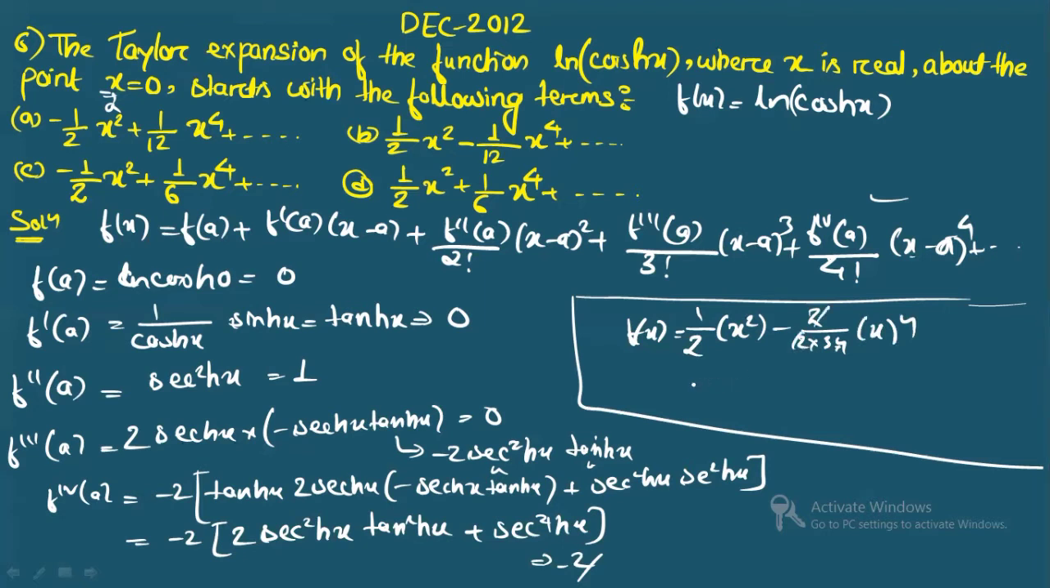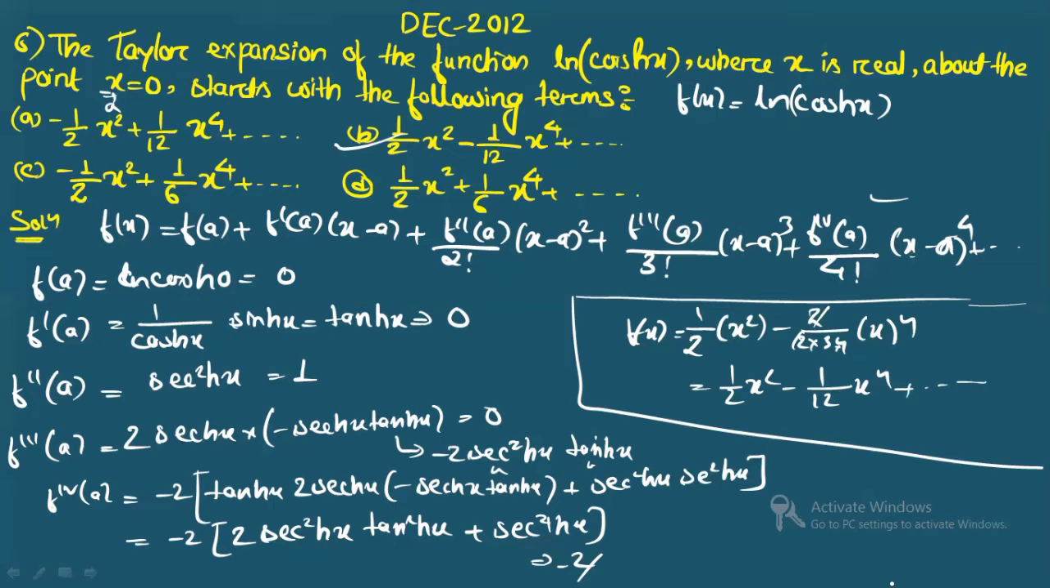So this 2 and this 2 get cancelled, and you will have half x square minus 1 by 4 times 3s are 12, x to the power 4, and so on. So your answer will be positive half x square minus 1 by 12 x to the power 4. So the correct option is option B. Clear? You will have to be very good in the calculation, and you will have to do this very sincerely.